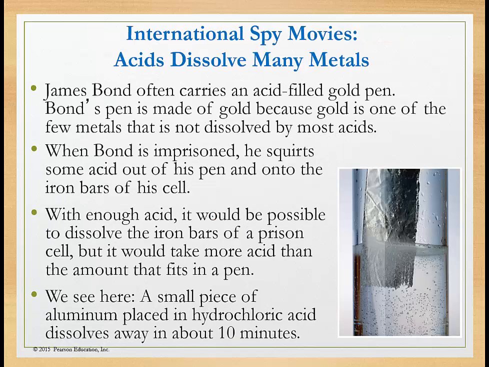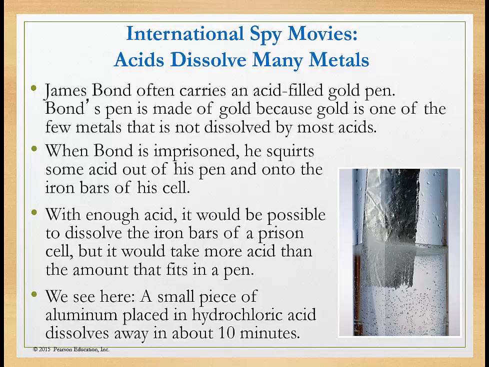All right, so let's go back to that idea of acid dissolving those bars. Okay, so James Bond, for example, often carries this gold pen that has acid in it that he can use to spray on bars and dissolve them. Now, why is he carrying a gold pen? Well, that's because gold is one of very few metals that is not dissolved by most acids. So he just pulls out that pen, squirts some of the acid onto the bars, and waits for them to dissolve. And it always happens in a matter of seconds or minutes in the movie. Well, it's not going to happen that way in reality.